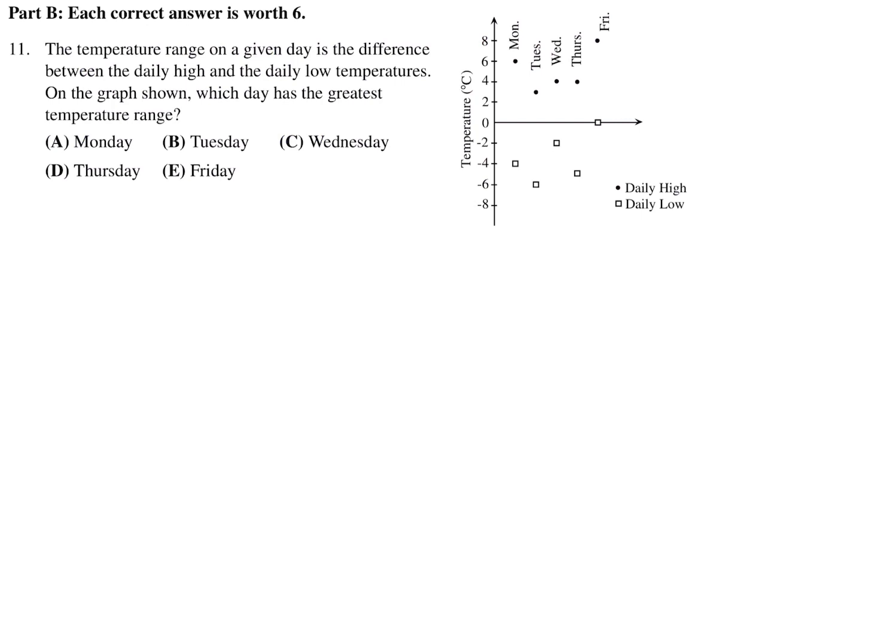The temperature range on a given day is the difference between the daily high and the daily low temperatures. On the graph shown, which day has the greatest temperature range? So we got Monday, Tuesday, Wednesday, Thursday, and Friday. So let's look at the temperature range. On Monday, it looks like -4 to 6. So that's a range of 10.